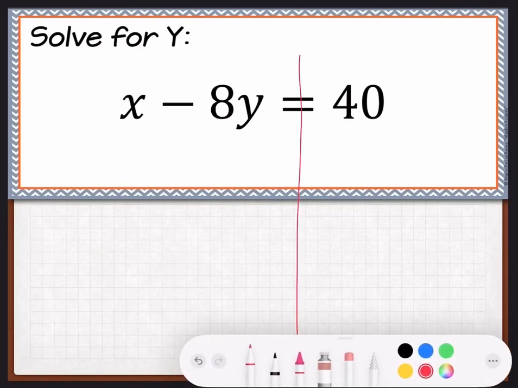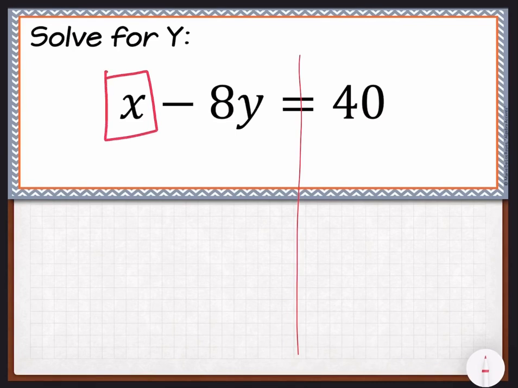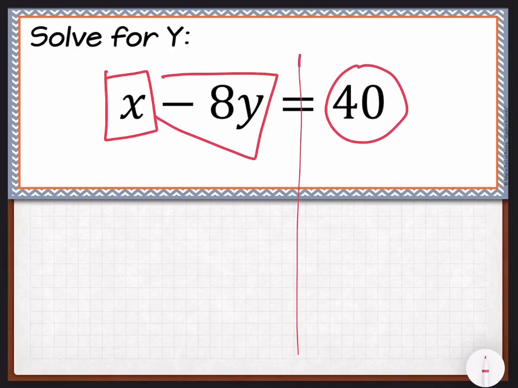Then we're going to go ahead and put some shapes on our equation so that we can identify which one is the x term, which one is the y term, and which one is the constant. And again, it's really important to have that line down the middle. So our goal is to end up with y equals and everything else on the right side.